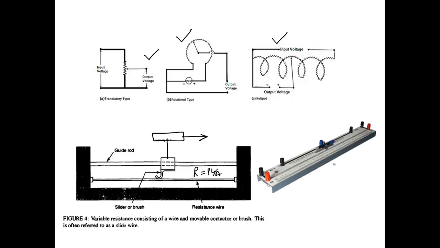This is how it looks like in practice. So you move this slider front and back, and accordingly the resistance changes, and you can actually calibrate it with the scale also.